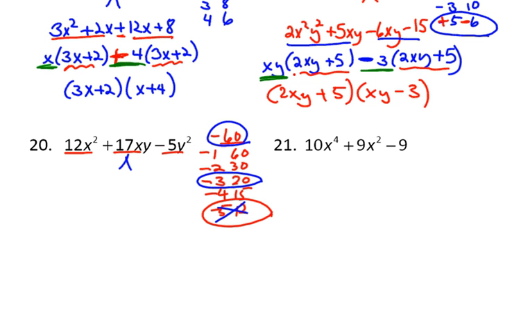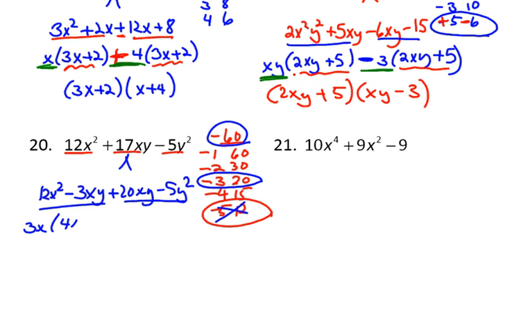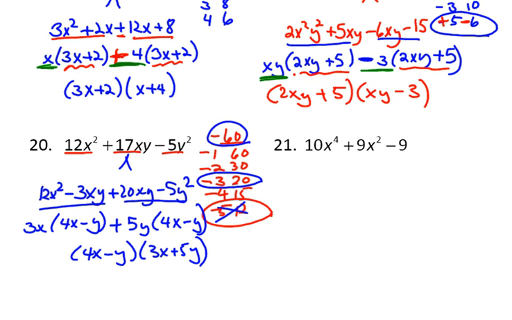So I'm going to split this middle term. So I'm going to have 12x squared minus 3. Now this time it's got an xy in the middle again. And then plus 20xy. So notice it matches the variable, minus 5y squared. Group, common factor 3x. I'm going to be left with 4x minus y. Third sign in the middle, so plus there. 5y, and I'm left with 4x minus y. My parentheses match, so 4x minus y times 3x plus 5y.